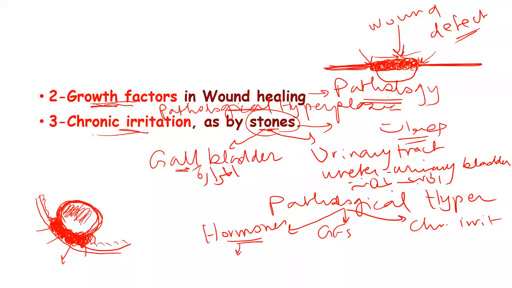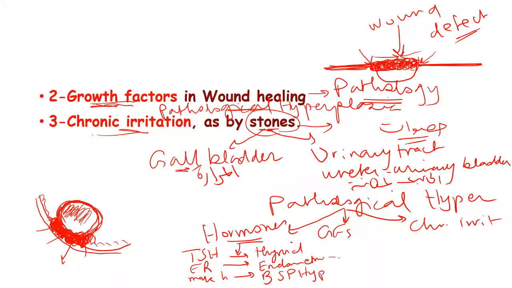Hormones can act as in thyroid stimulating hormone, which affects the thyroid gland. Estrogen can affect the endometrium, can affect the breast too, endometrium, breast, and so on. And we have the male hormones, okay, that can lead to benign senile prostatic hyperplasia occurring in old age in males. Growth factors in wound healing, chronic irritation as with the stones.